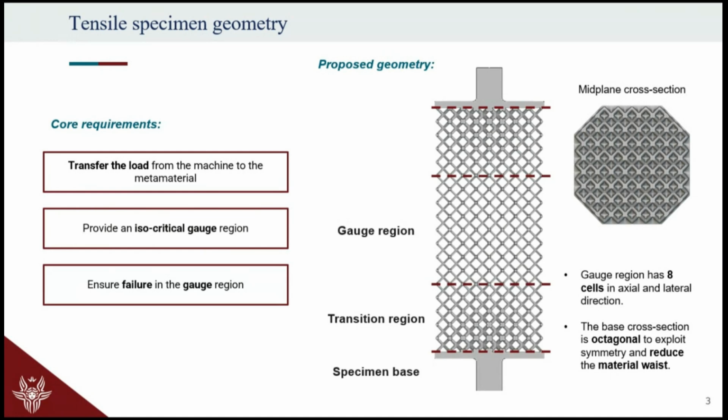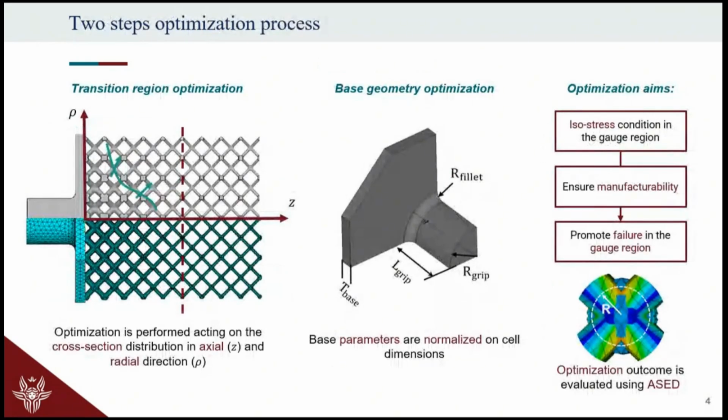Okay, how to do that? Well, we employed a two-step optimization problem. Firstly, optimization of the material distribution inside the transition region. Basically, we want to exploit the potential of additive manufacturing in order to deliver the material where it's needed and remove it where it's not, in order to provide a suitable stress distribution along the gauge part. And with the same aim, we also apply an optimization problem to the base geometry.